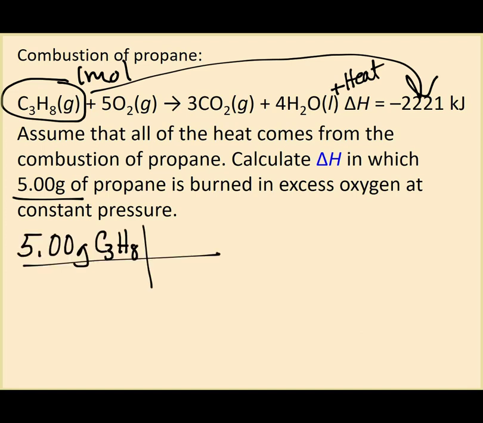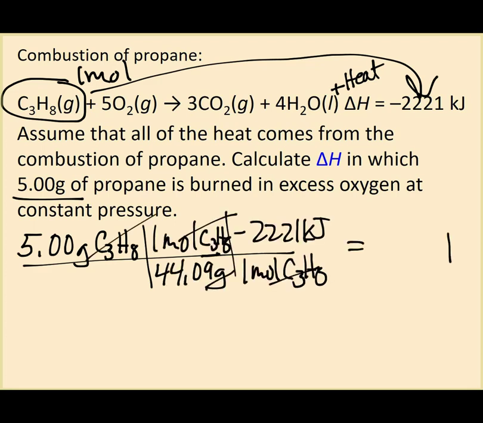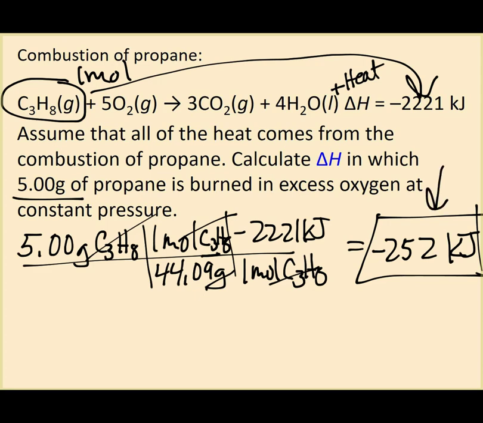So start with your 5 grams. I'm going to divide it by the molar mass and then put in what I know from the balanced equation. All the units cancel out to give me kilojoules, and I have a minus 252 kilojoules. So again, 1 mole would give me 2,221 kilojoules. If I had just 5 grams, then I just have a lower amount.